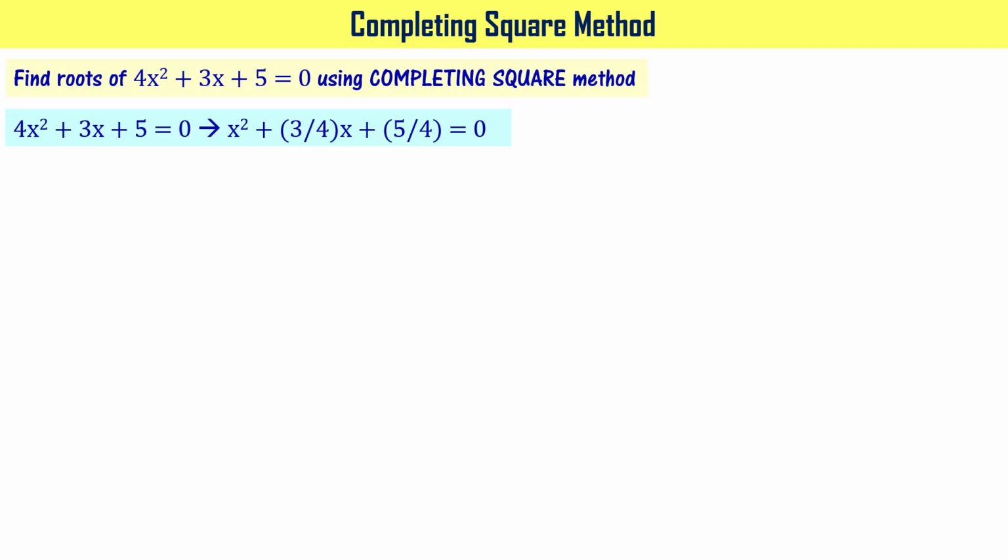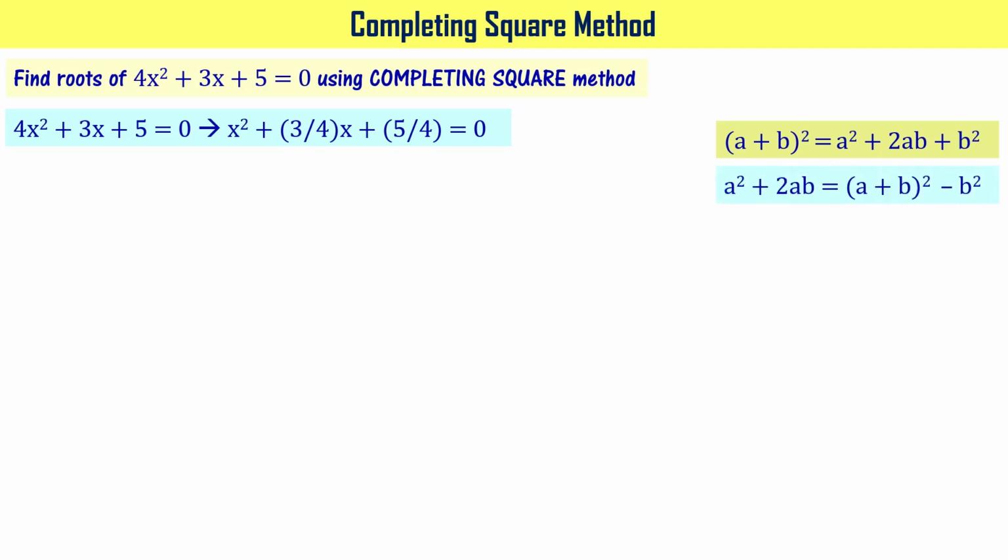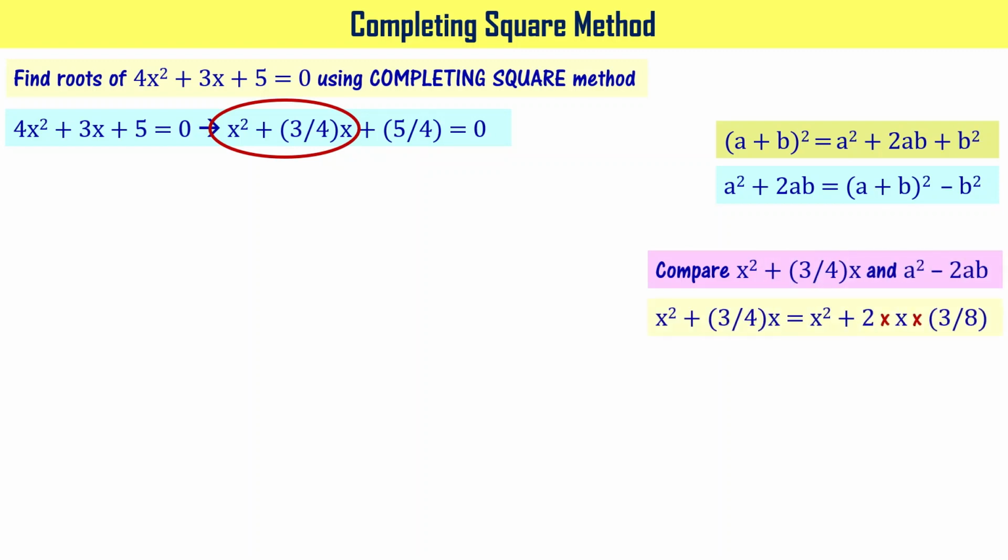Since the sign before x is plus, I go with the (a plus b) whole square formula, that is (a plus b) whole square equal to a square plus 2ab plus b square. Rearrange that as a square plus 2ab equal to (a plus b) whole square minus b square, right? Let's now compare x square plus 3 by 4x with a square plus 2ab. Prior to doing that, let me rearrange 3 by 4x as 2 times x times 3 by 8, so that you can compare and say that a equal to x and b equal to 3 by 8, right?